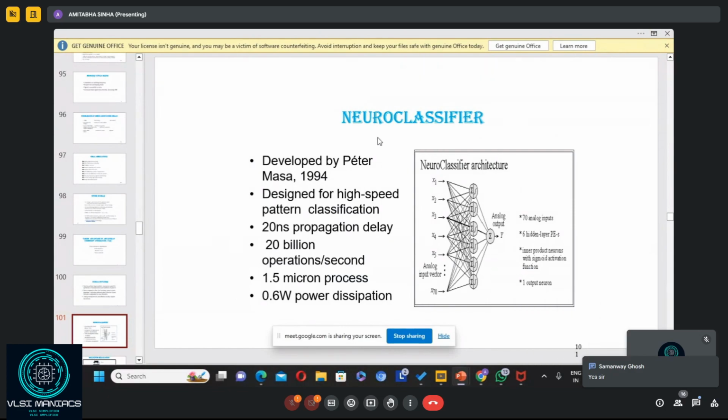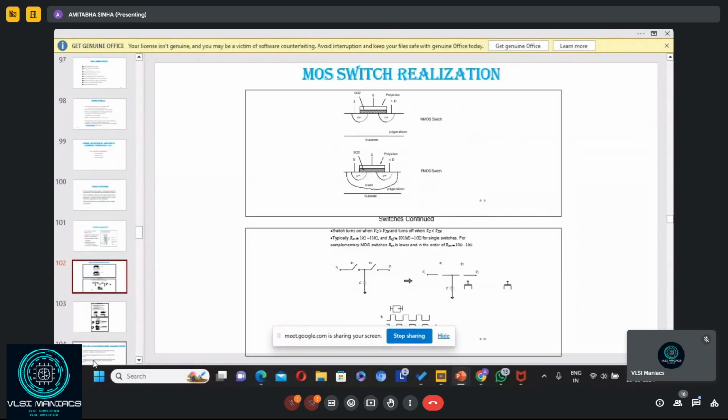So this is a neuroclassifier. It was a long time back, about 30 years back. Now it is in a very mature stage. At that time it was a 1.5 micron process with 0.6 watt power dissipation. It was very low, but now it has been developed further. From the literature, you can get the details.